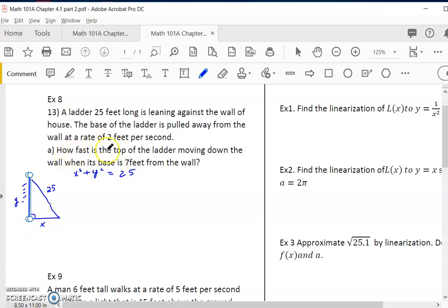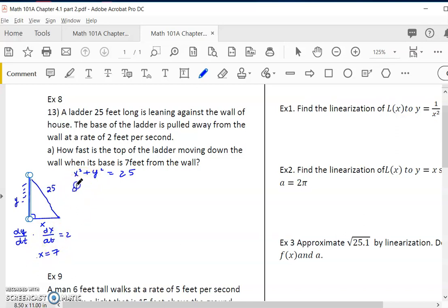And what are they asking? How fast is the top of the ladder moving down the wall? So we need dy/dt. How fast? And we know dx/dt is equal to 2 when x is 7. So we know these sets that we can use if we have dx/dt and dy/dt in a formula.